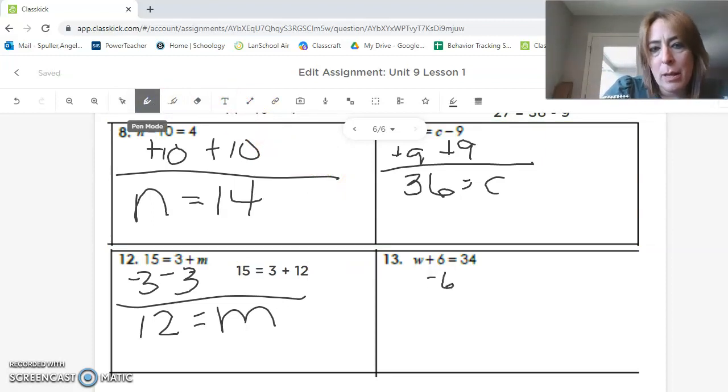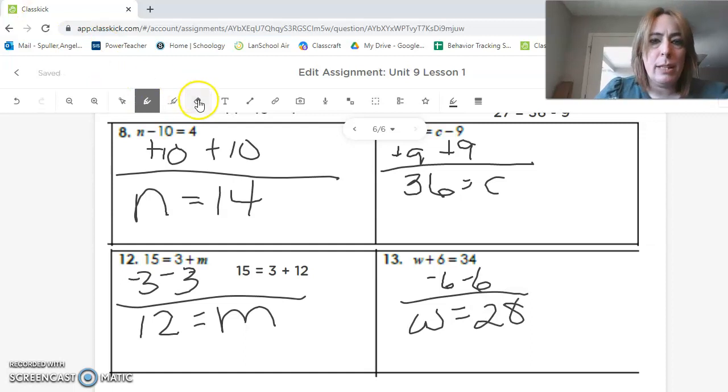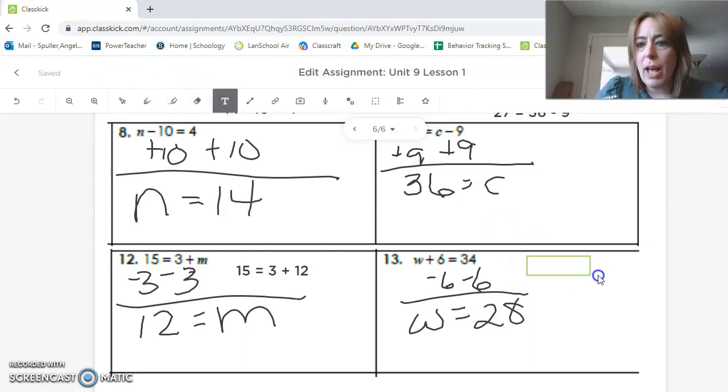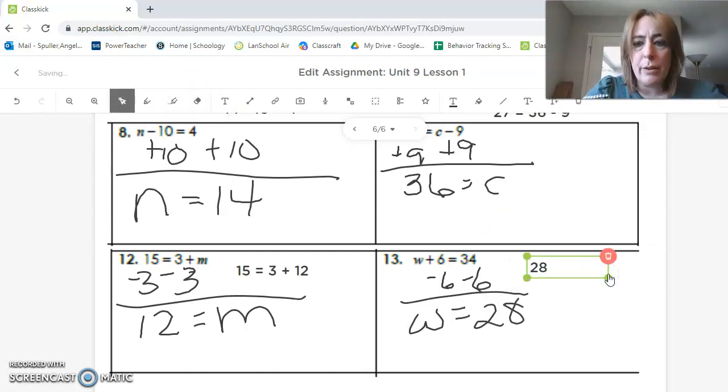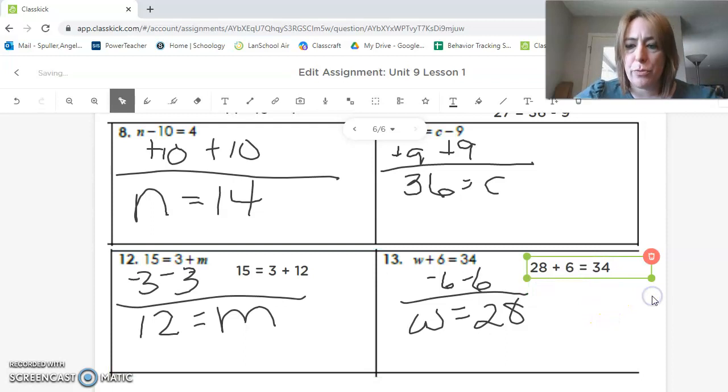Minus 6, minus 6. w equals 28. So let's see if that's true. If I say 28 instead of w, plus 6 equals 34, that is 100% true.